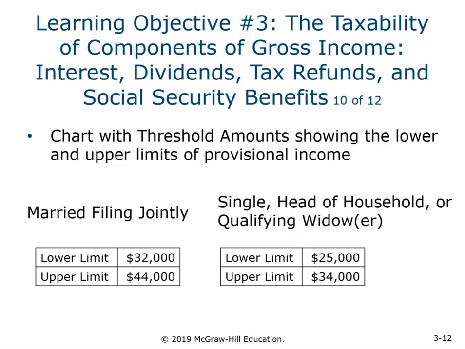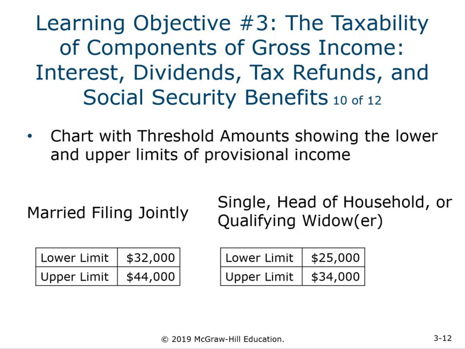So focus on married filing jointly. If your provisional income that we just talked about calculating is below $32,000, no Social Security is included in your income. If it's between 32 and 44, then it is either 50% of the amount over the 32 or 50% of your Social Security. If your provisional income is over 44, it could be as much as 85%. But again, you're going to have to make a calculation.